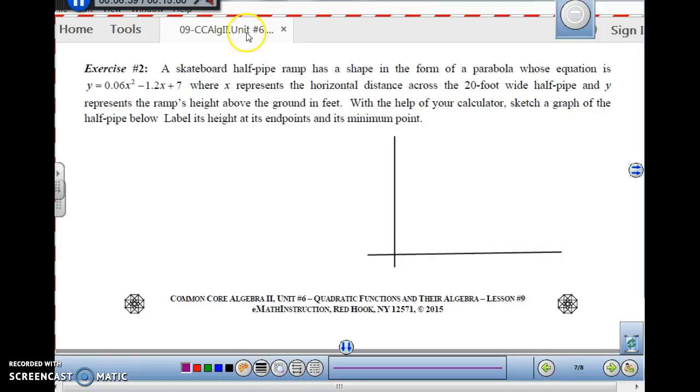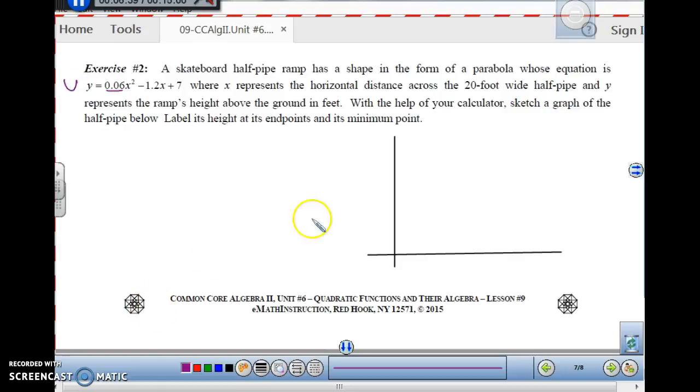All right, now, first of all, which way does this parabola open? Well, this is 0.06x squared, a positive a value. The leading coefficient is positive, so that means that it's going to open up like this. So I know that for sure.